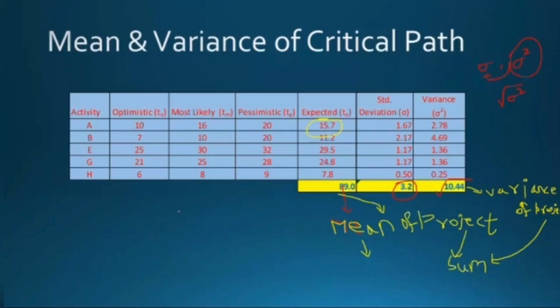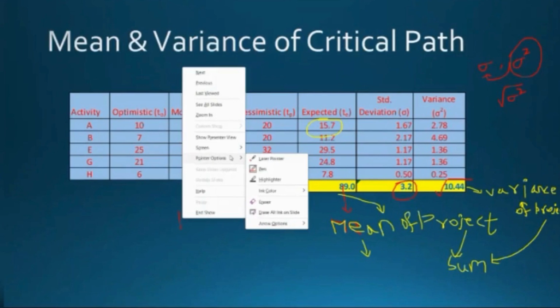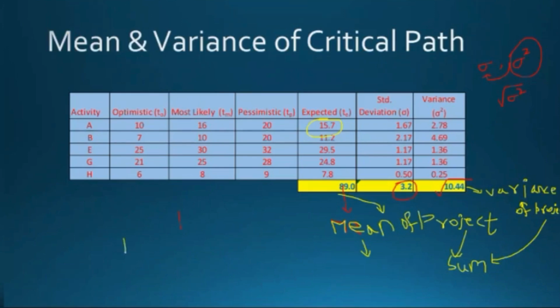So we know the project's three important parameters. We know the mu value, or mean, is 89. That is the mean duration of the project, 89. Sigma is equal to 3.2.